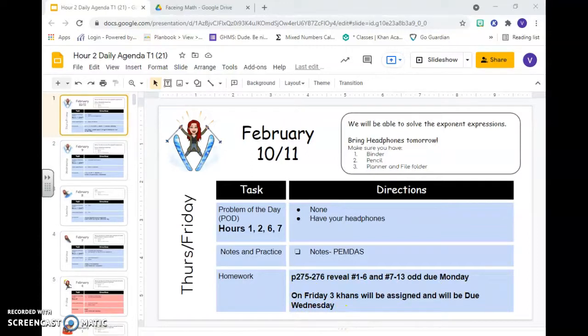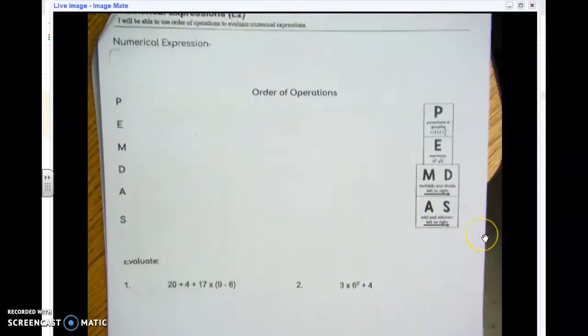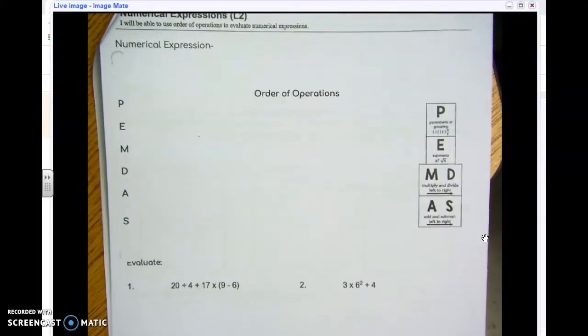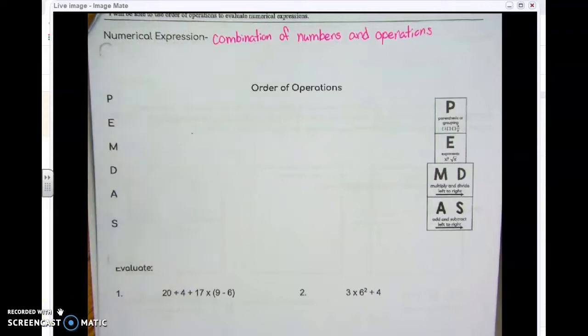Okay, so jumping into your notes, they look like this. This is the lesson 2 page. It's right after the one we did yesterday. And you are going to write with me, so I am expecting to see this when I get back on Monday. So, a numerical expression is a combination of numbers and operations, okay?